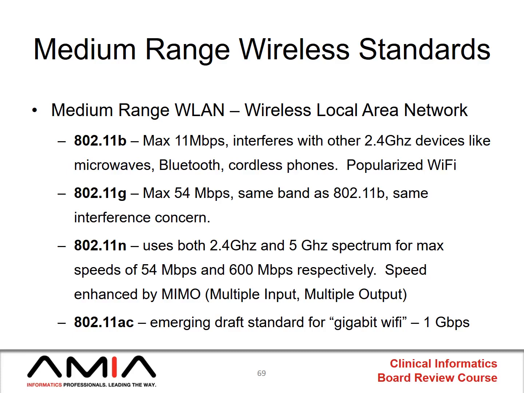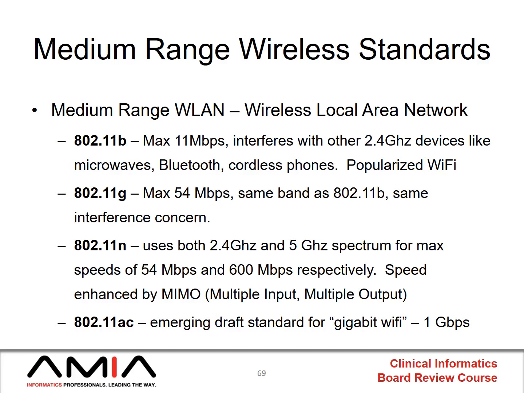The next bump from that is the 802.11n standard, which uses a completely different spectrum of frequencies in the 5 gigahertz range. It uses both 2.4 and 5 gigahertz for maximum speeds of up to 54 megabits and 600 megabits per second, respectively. You can boost the speeds even higher using something called MIMO, multiple input, multiple output.